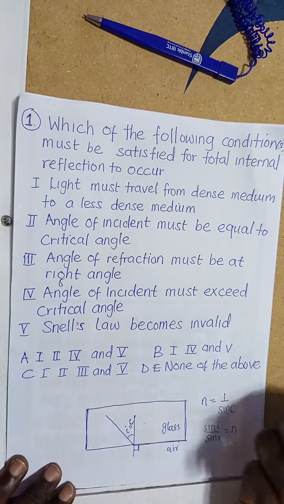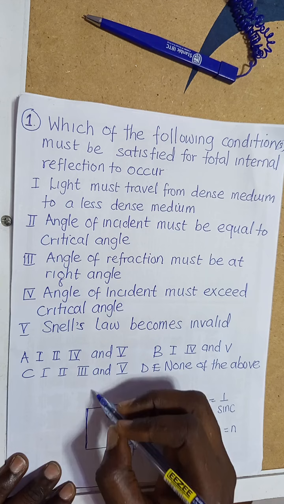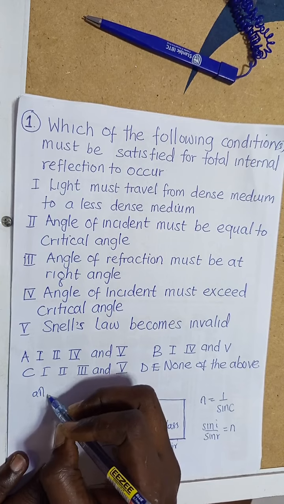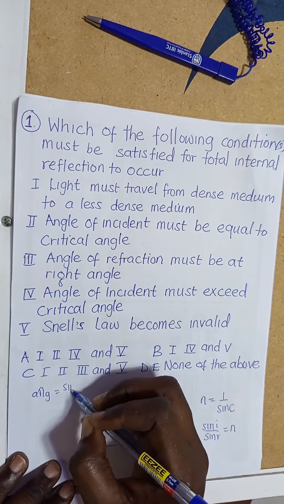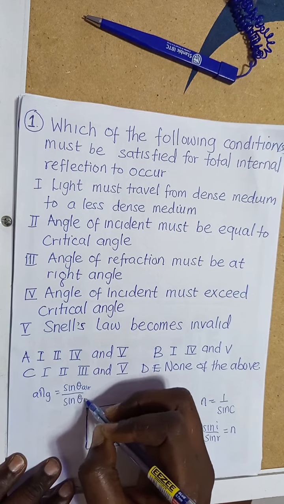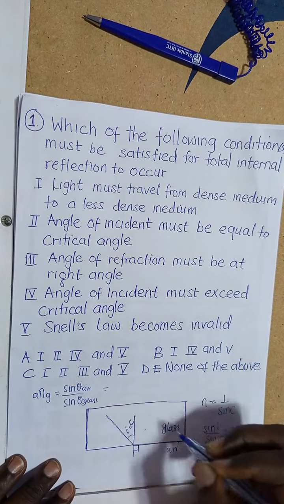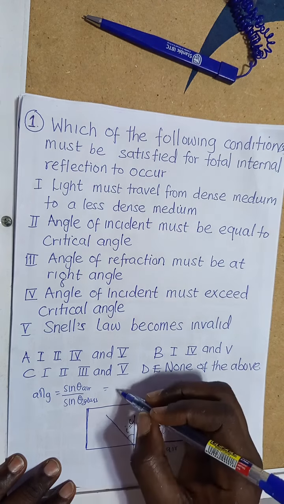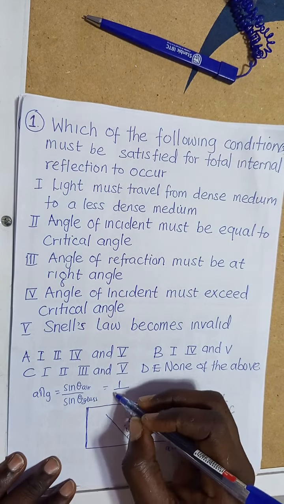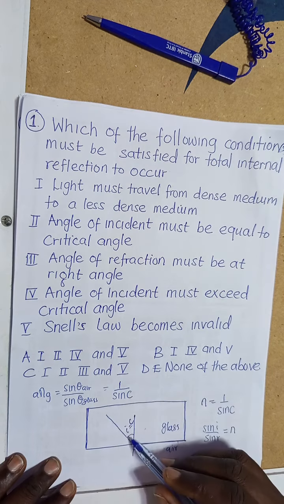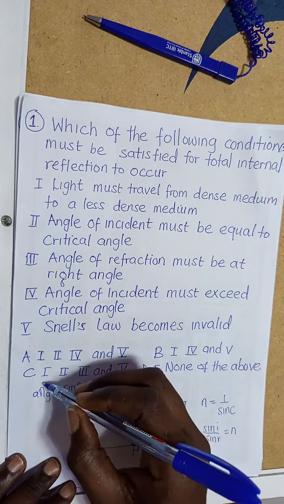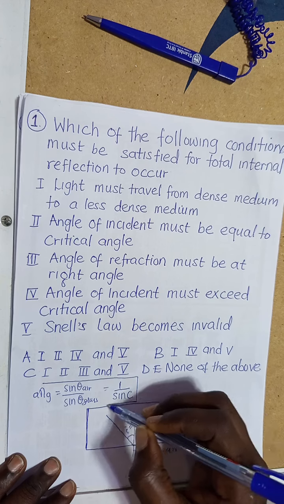Also remember that if you have air to glass, the formula is sine theta in air over sine theta in glass. So sine theta in air is sine 90, which is 1, and sine theta in glass is sine c, because theta in glass is the critical angle at this point. So air to glass is defined by this formula.